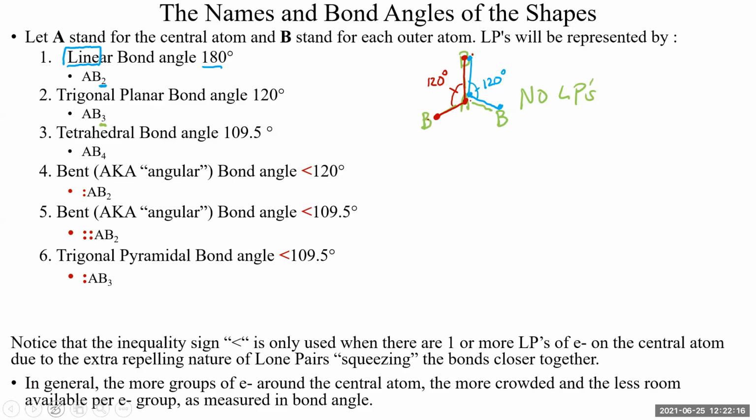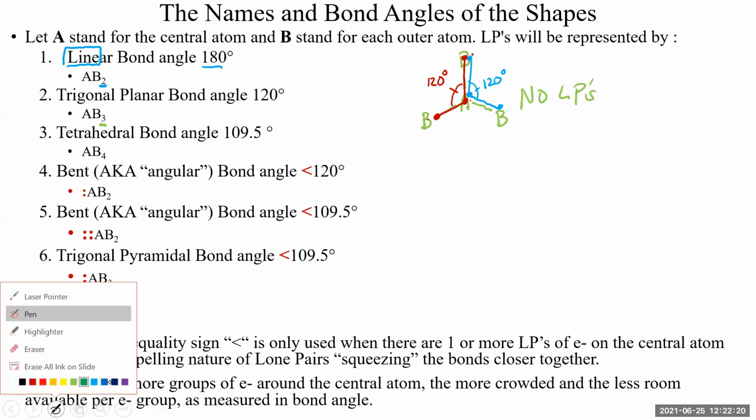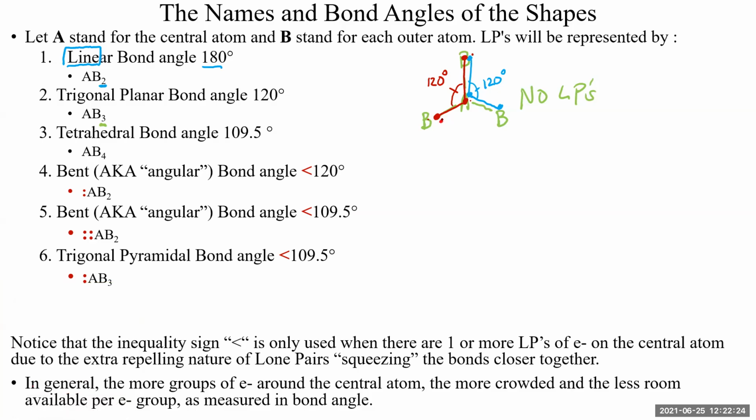If I try the other two, let me pick a different color other than green. How about, let's go with bright red here. Again, this bond angle is 120 degrees. So you can see every bond angle is 120 degrees. That's why this is listed as 120. We have 3 outer atoms, 1 central atom, no lone pairs, again, on the central atom.